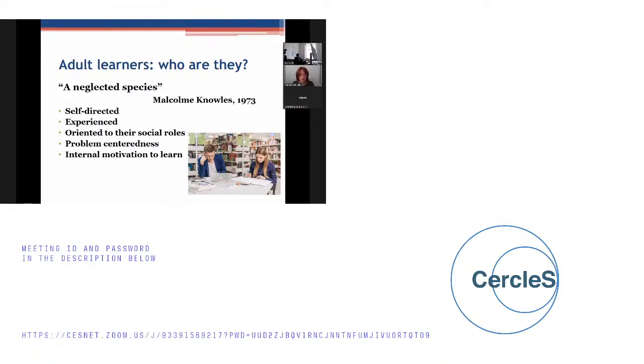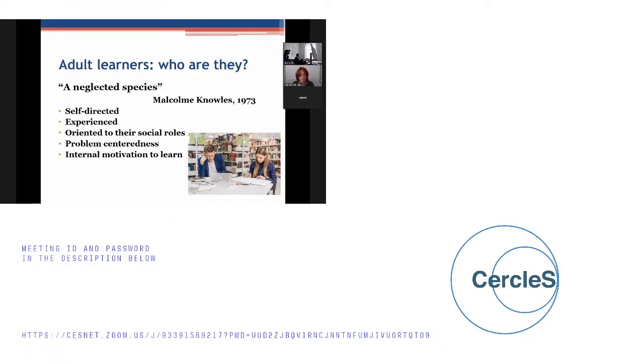So, as far in the past as in 1933, an expert in teaching adults, Malcolm Knowles, called adult learners a neglected species. So, normally, in those times, adult learners were not considered as separate groups. But these days, we have had a lot of research and motivation, but still some ideas that were put forward by Knowles are still true.